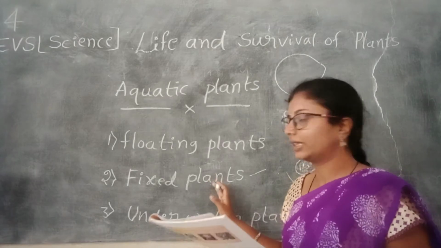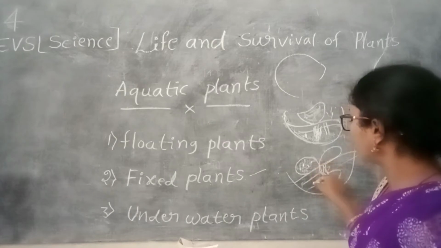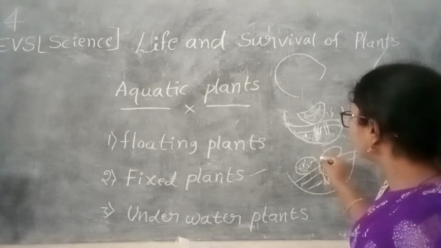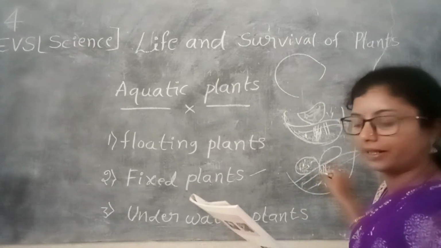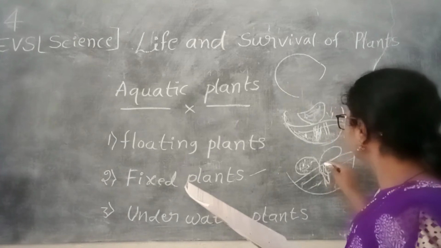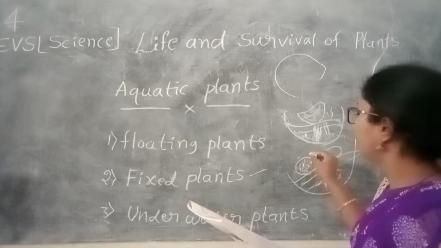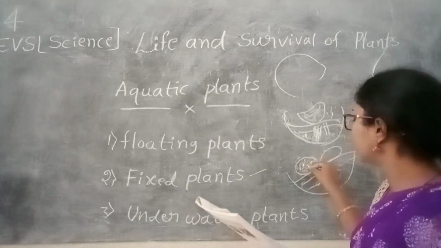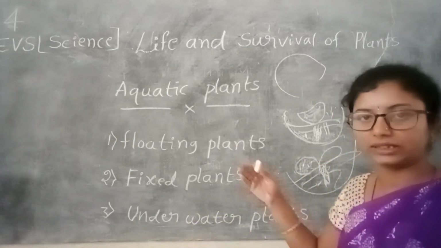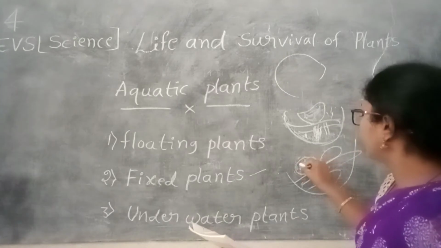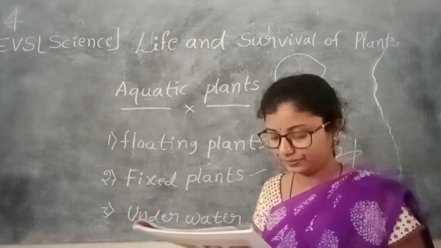Okay. Is it clear about fixed plants? Fixed plants are the plants whose roots are at the bottom of the pond and the other part is above the water. Its stem is flexible as well as hollow, and its leaves are broad and flat. Leaves have a waxy type of coating, and breathing takes place with the help of stomata. Is it clear? Okay.